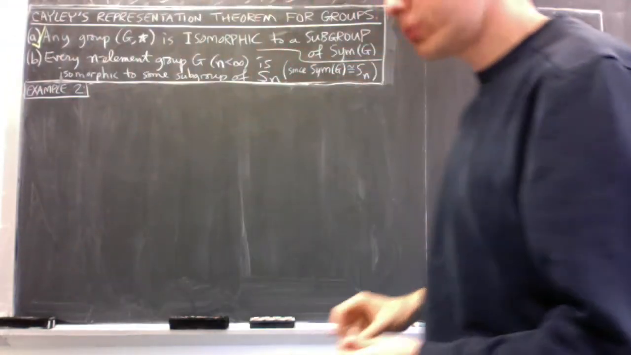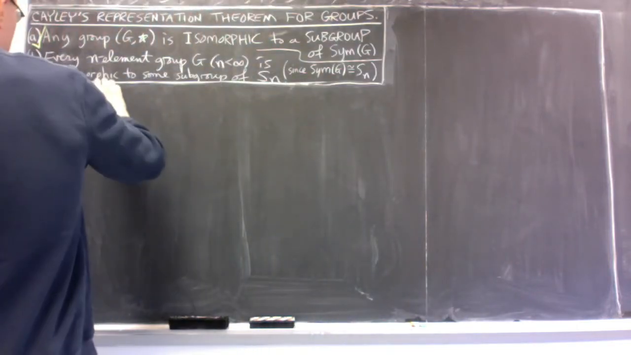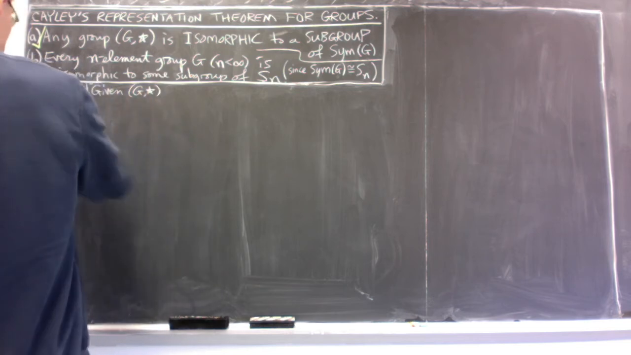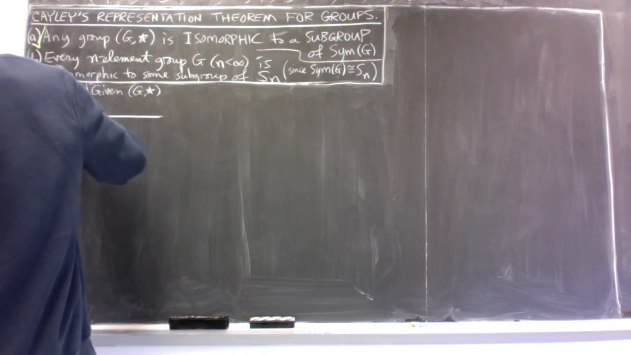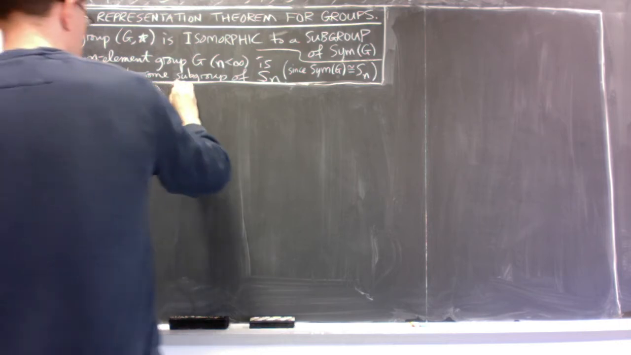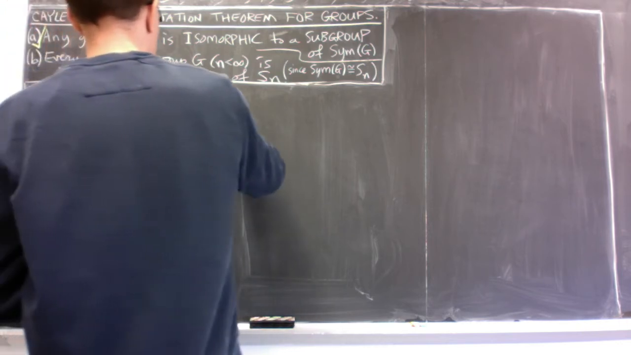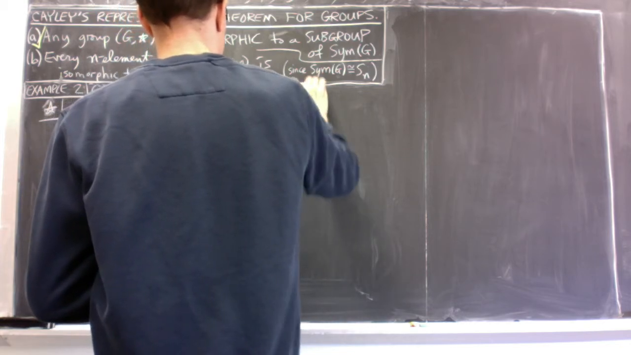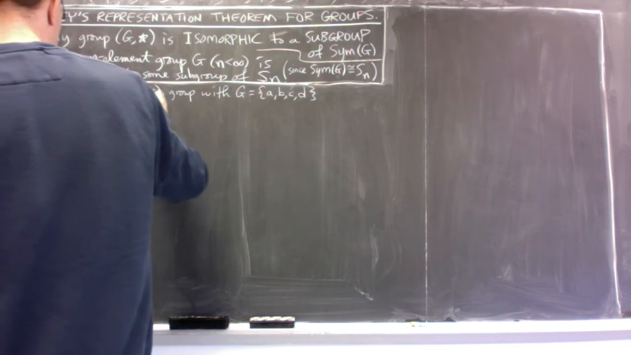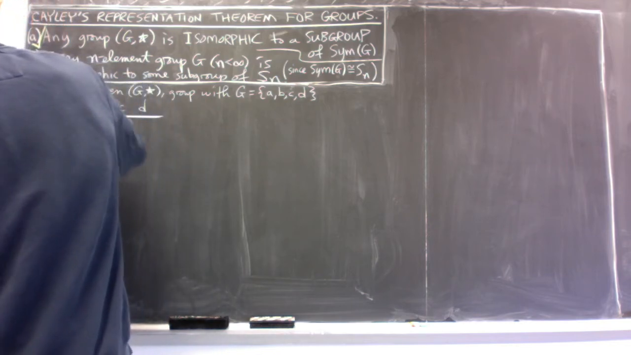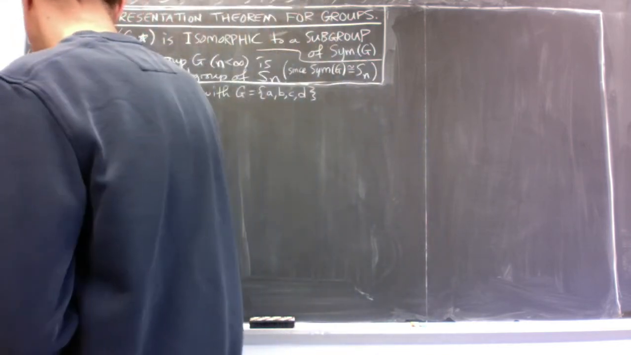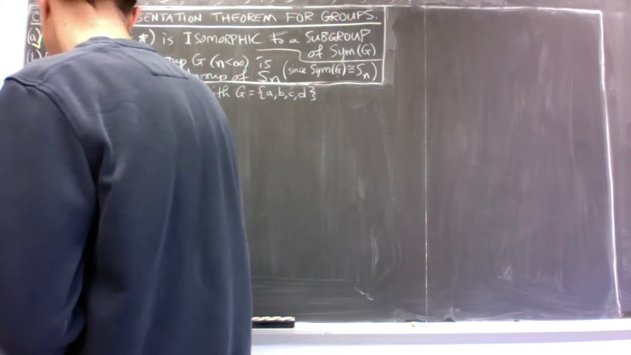So, example 2. I'll give you an abstract group via its table, G star, where the set of elements is A, B, C, D, lowercase letters. And I think we've seen this one before as well, in some form. It's actually secretly Z2 cross Z2. I'm deliberately using kind of neutral letters here.